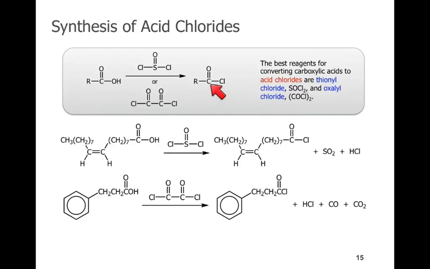There's a very strong driving force for these reactions to occur because the byproducts, and you can see that in the specific examples down here, are gases. The release of those gases drives these reactions forward, essentially meaning the reactions are occurring under non-equilibrium conditions, going to completion. If you use thionyl chloride, the byproducts are sulfur dioxide and hydrogen chloride. And if you use oxalyl chloride, you actually get three byproducts: hydrogen chloride, carbon monoxide, and carbon dioxide.